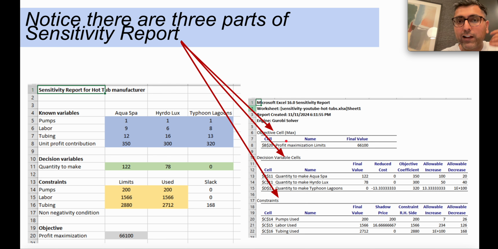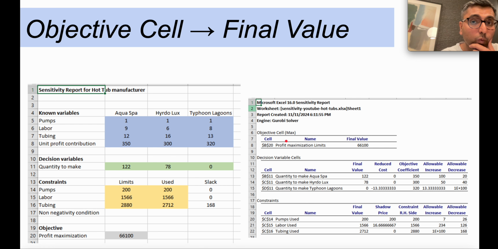So now let's look at each of these parts in detail, one by one. Let's go to the first one, as I said earlier, the objective cell. This is the objective cell. Final value stands for the total maximum profit you can make in this situation.